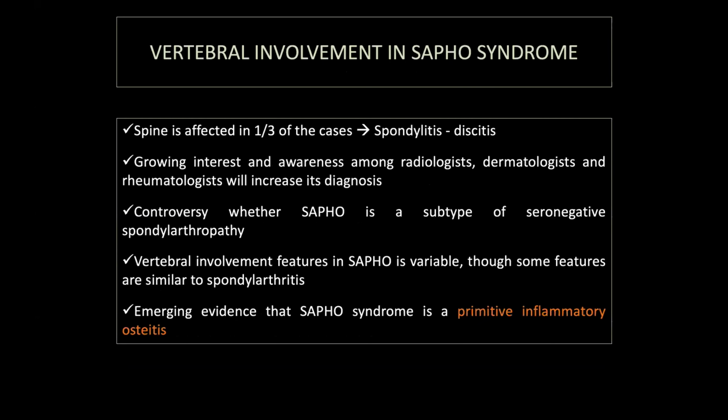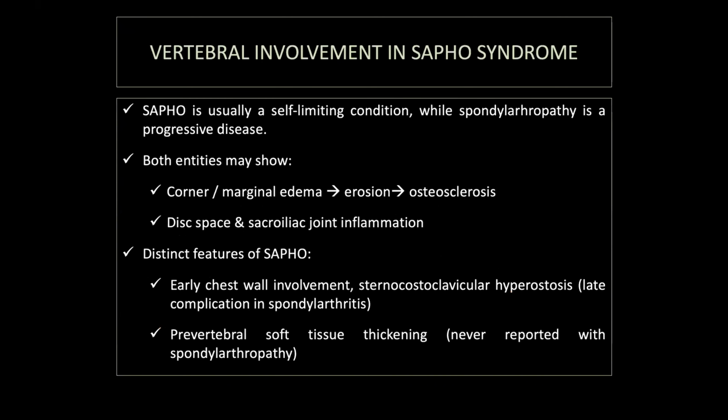Now, the vertebral involvement in SAPHO specifically happens in 1 in 3 patients, and it's spondylitis and discitis. There is a controversy whether SAPHO is actually a subtype of seronegative spondyloarthropathy because the vertebral involvement can look like a spondyloarthritis. However, now there is more and more evidence that SAPHO is more of a primitive inflammatory osteitis rather than a seronegative arthritis. Vertebral involvement in SAPHO is variable, and it includes some features that are similar to spondyloarthritis, as I just said. SAPHO is usually a self-limiting condition, while spondyloarthropathy is progressive.